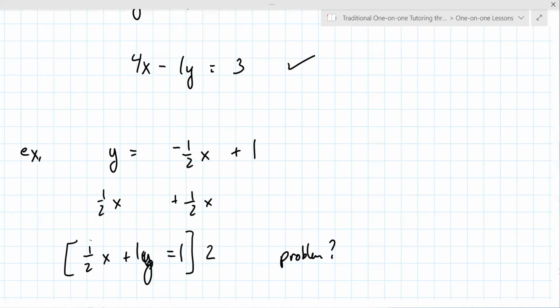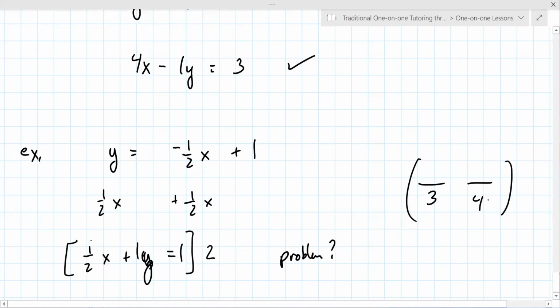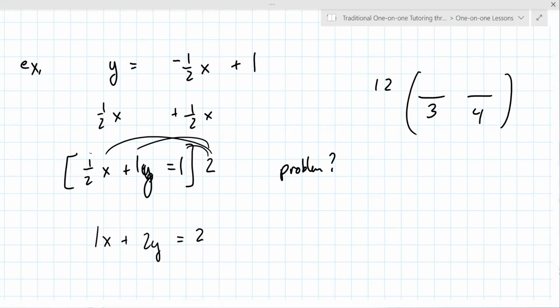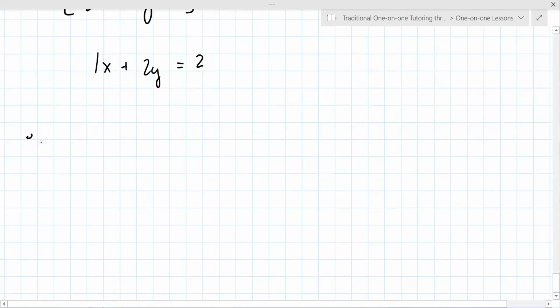If it was 4 and 14, I would do 14 instead of 4. Let's say it was something over 3 and something over 4. You would multiply by 12 to clear both of them. And if it was 1/5, the 5 would be on the outside. Yes. So you're going to multiply everything by 2. So you get 1x plus 2y equals 2. And that would just be the answer. That's your answer here.